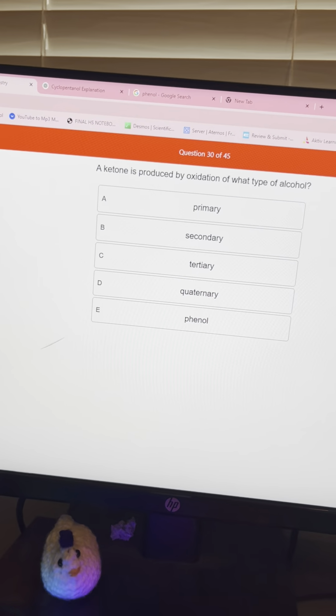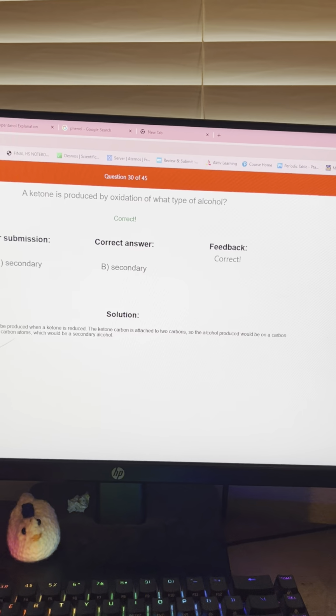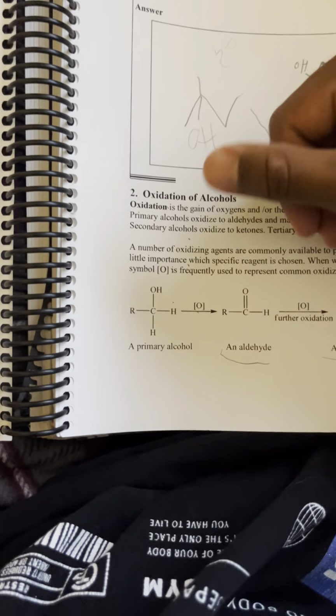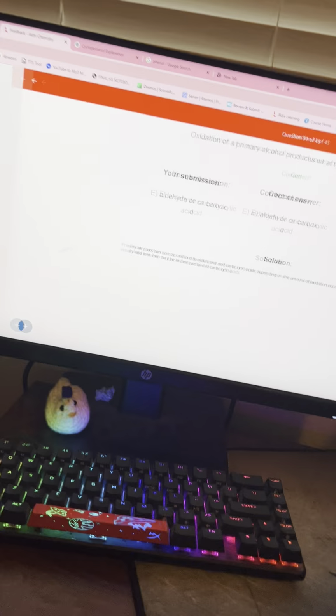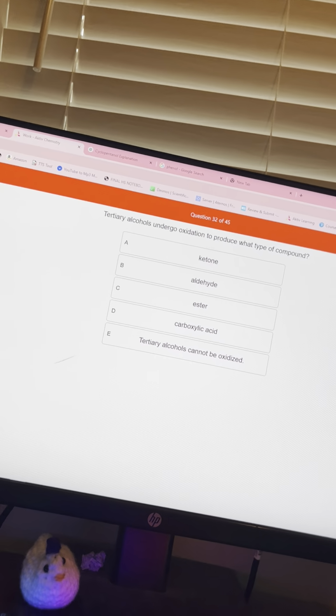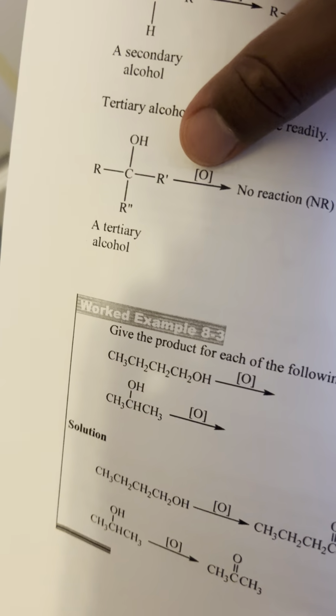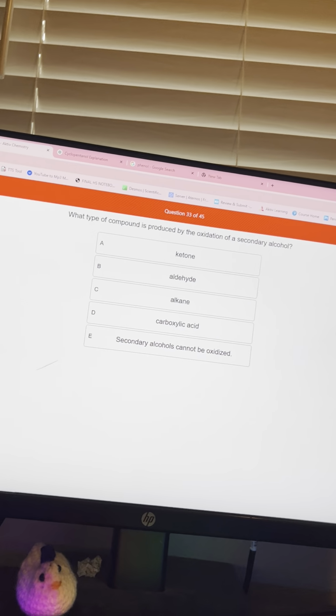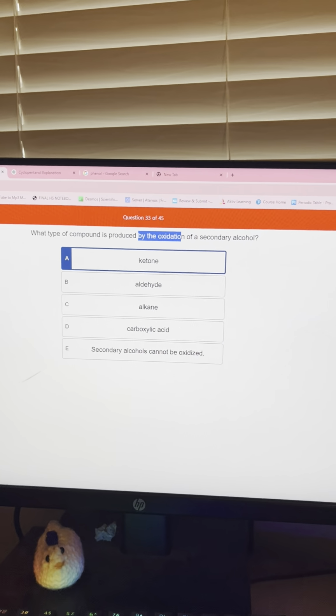Okay, a ketone, remember ketones are produced by a secondary alcohol. So secondary alcohol oxidation produces what? If you go back a page, primary produces an aldehyde and then a carboxylic acid. Tertiary alcohols cannot be oxidized. Remember that. Tertiary alcohols, if you add oxygen to them, nothing's going to happen. So remember, they cannot be oxidized. Same thing again. This is the same question. What is produced by secondary alcohol? It is a ketone.